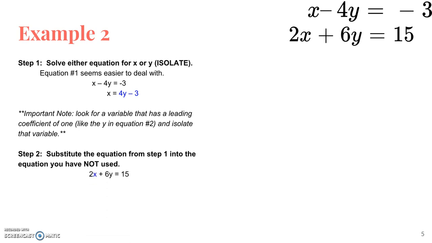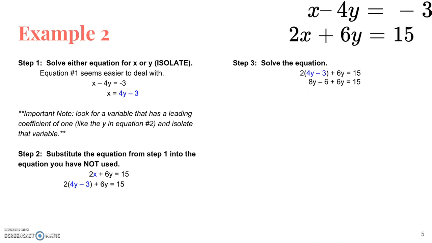So for us, we're going to use the second equation. So I have 2x plus 6y equals 15. I'm going to substitute 4y minus 3 in place of x. For step 3, I'm simply going to solve the equation. And my first step is going to be to distribute the 2.